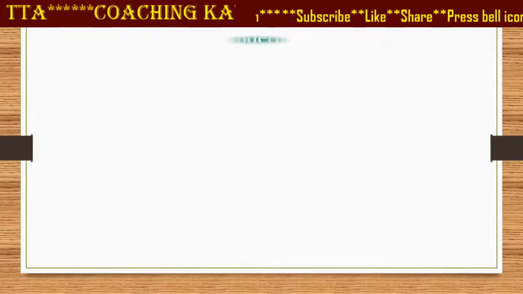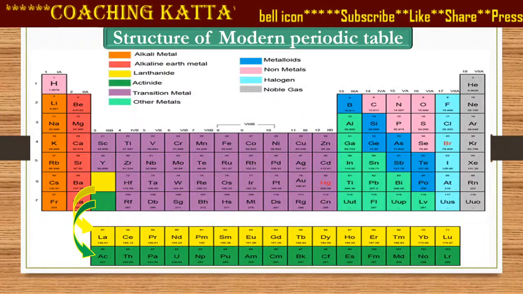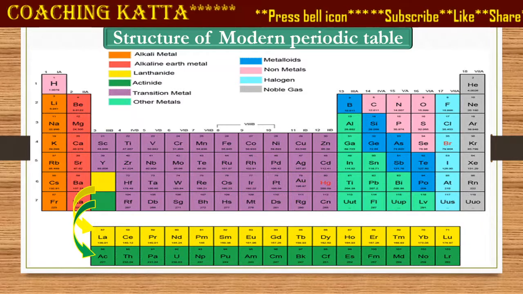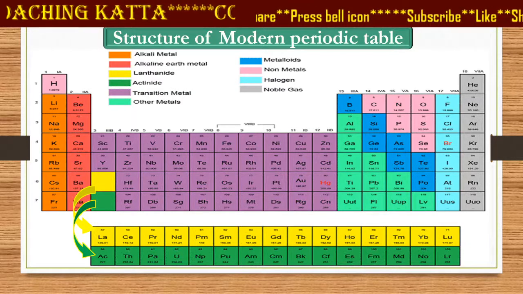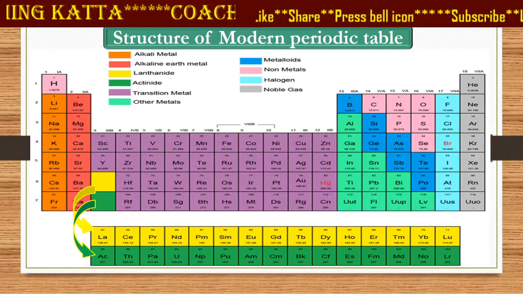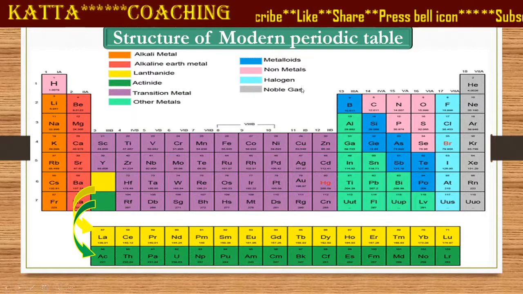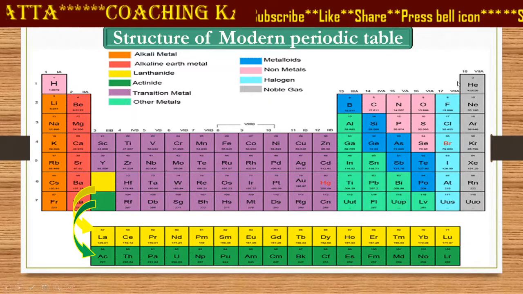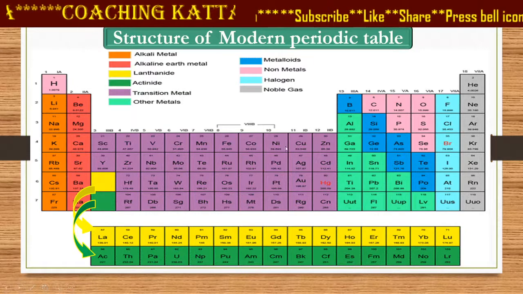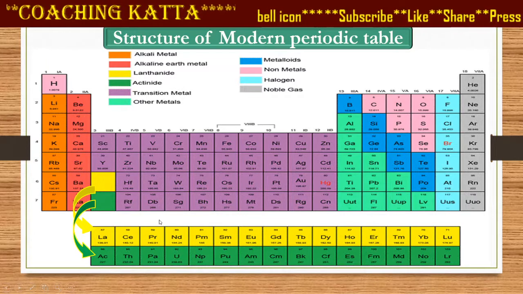Now, this is the detailed structure of the modern periodic table. In this table, each type of group is shown. For example, alkali metals are present in the first group. Alkaline earth metal elements are present in the second group. Halogens are present in the 17th group. Noble gases are present in the 18th group. Lanthanide and actinide series are shown at the bottom of the periodic table.